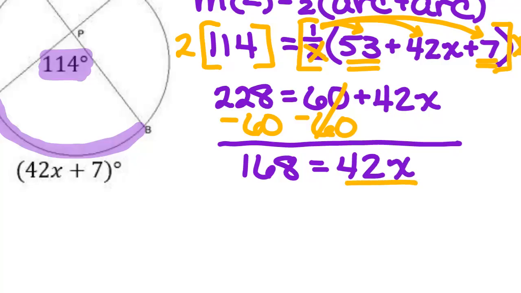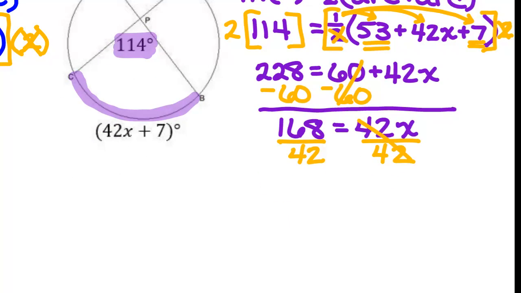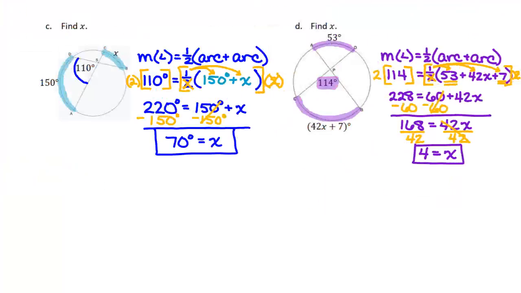And then we divide both sides by 42. What is 168 divided by 42? 4. There we go. So far, so good? What questions do you guys have before we flip the page? Good? All right, let's flip the page over then.